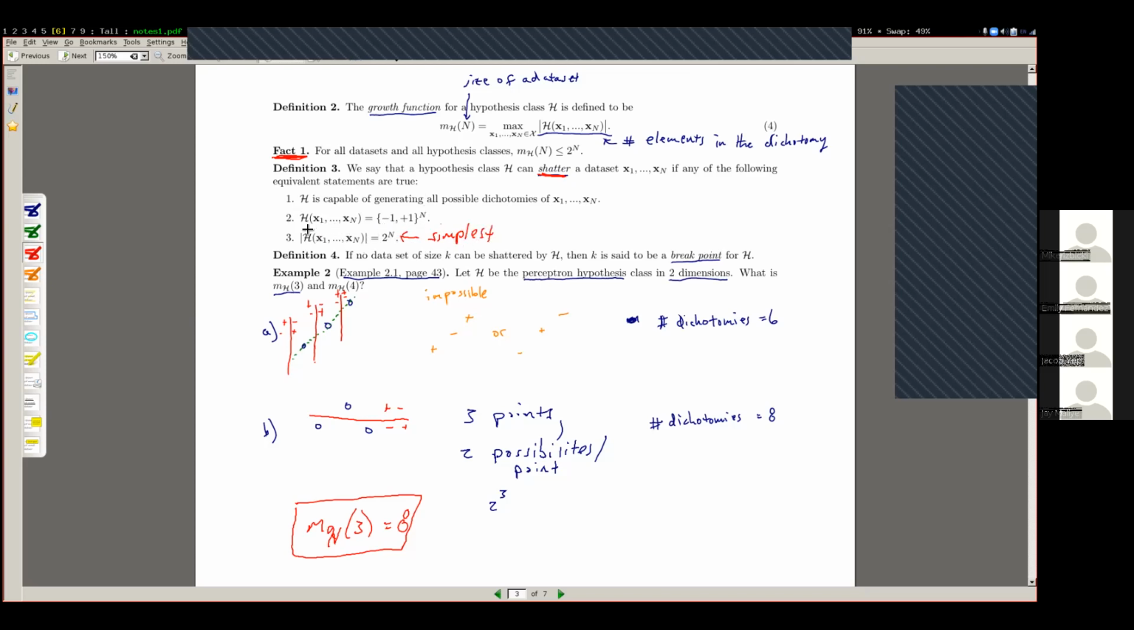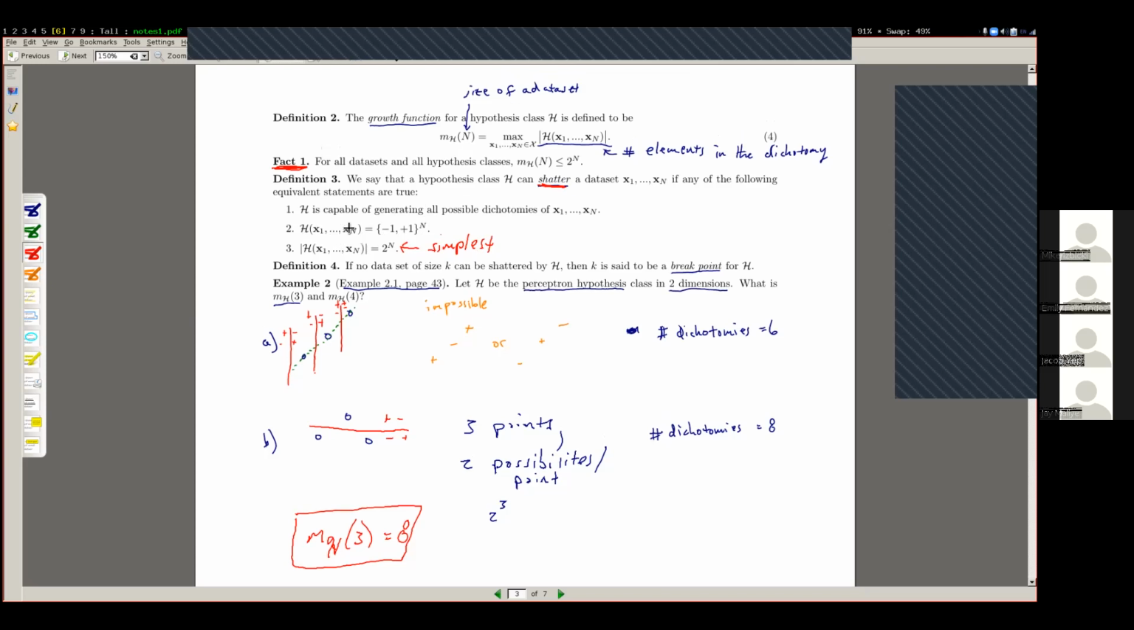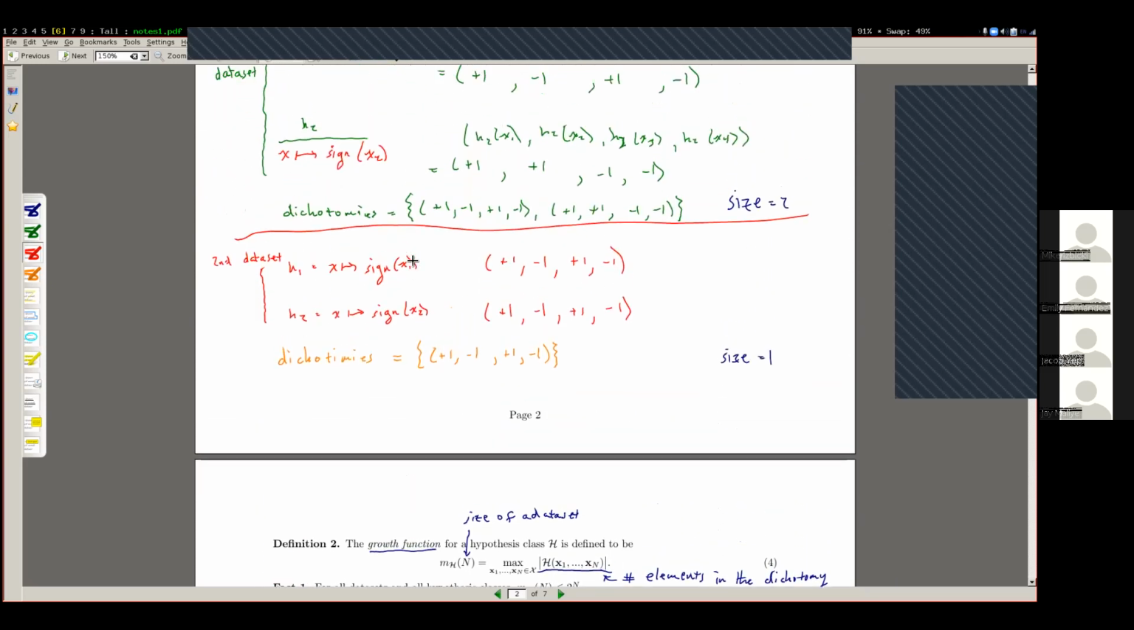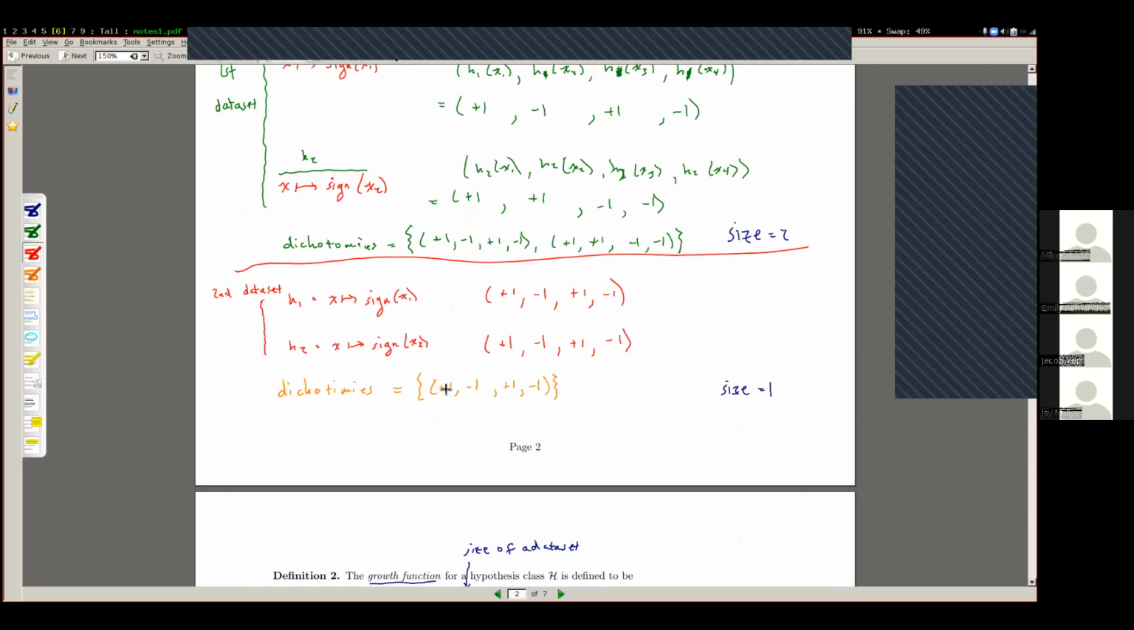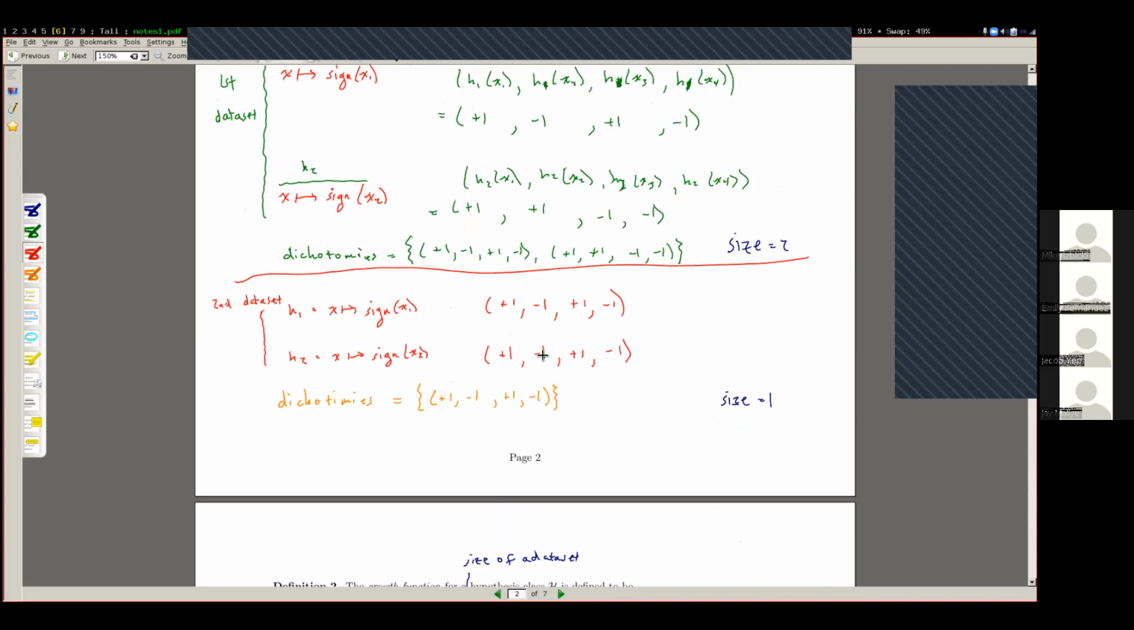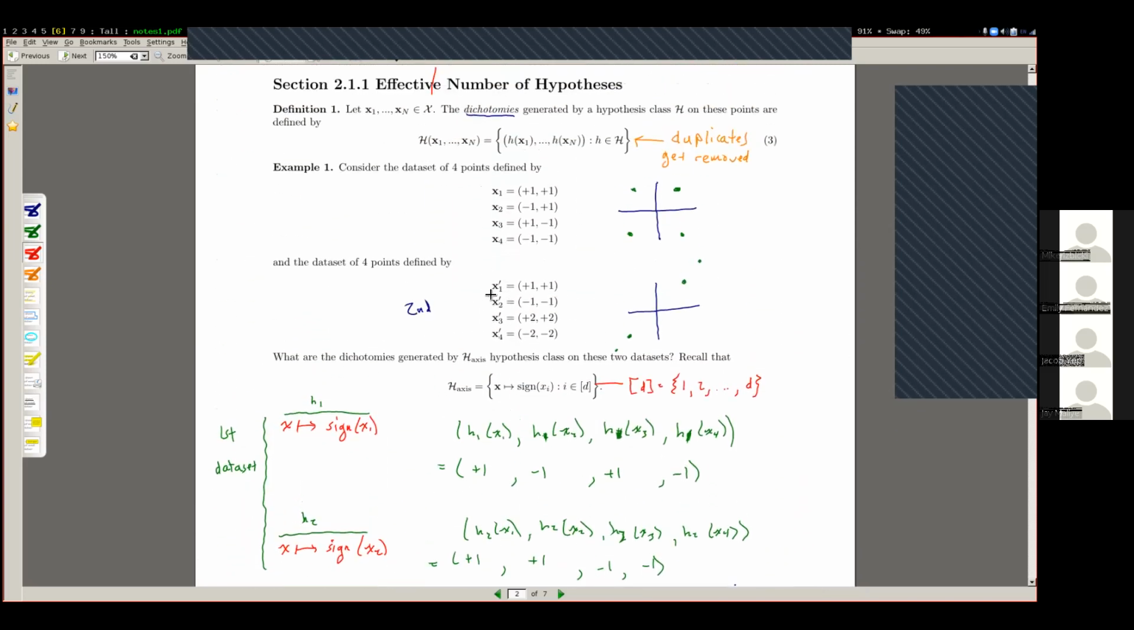Sure. So here, let's remind ourselves exactly what a particular dichotomy looks like. Up here, the dichotomies look like they're plus or minus 1s, and you have a plus or minus 1 for each one of the data points in your data set. So if we had 4 data points, then there's going to be 4 plus or minus 1s.